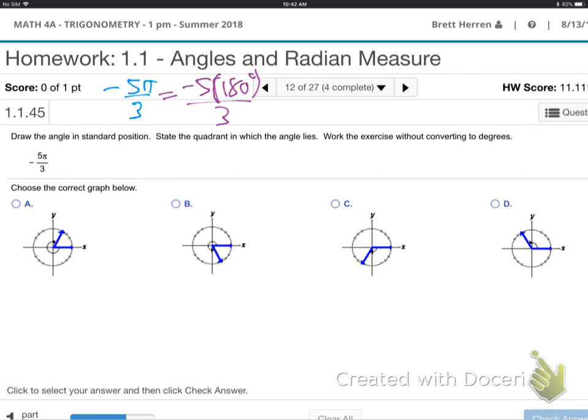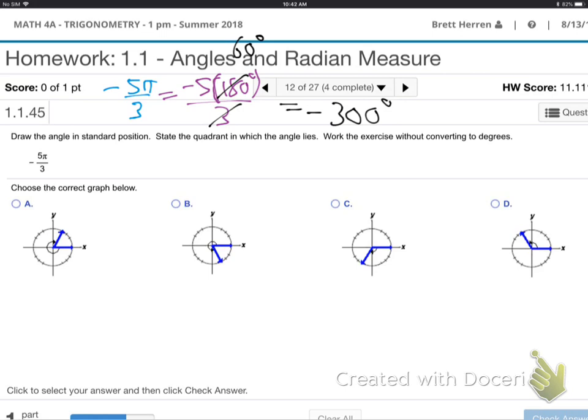You can just use your calculator, or you can do this one by hand. If you want to do it by hand, just divide first. 3 goes into 18 how many times? 3 times 6 is 18, right? So that would be 60. And then 5 times 6 is 30. Add the 0, it's minus 300. But use your calculator if you want to. So minus 300 degrees.